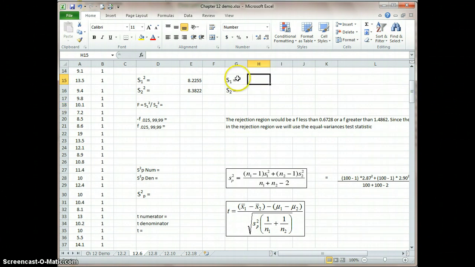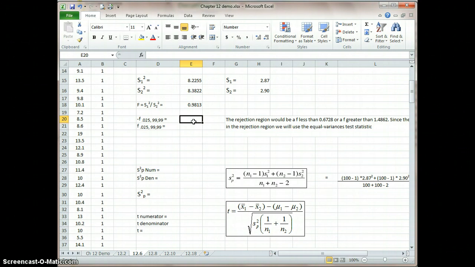If we wanted this as the standard deviation as opposed to the variance, we could just go equal the square root and take that just to have it in case we want it. 2.87. So you just fill handle, drag that down, and it's 2.9 for that one. And we'll calculate the F-test right here, which is the s sub 1 squared divided by the s sub 2 squared, which gives us 0.9813.